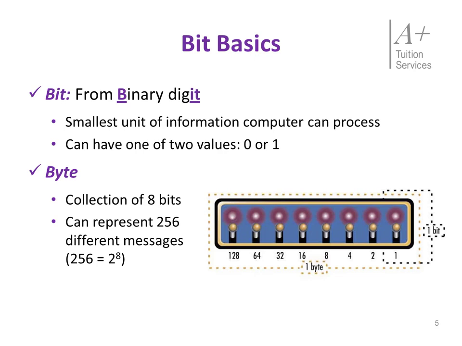One bit is the smallest unit of information a computer can process. A byte can represent 256 different messages. Okay, so basically 256 is 2 to the power of 8. 2 multiplied by 2 multiplied by 2 multiplied by 2 multiplied by 2 multiplied by 2 multiplied by 2 multiplied by 2 will give us 256. So basically 8 bits make a byte, and a bit is the smallest unit of information that the computer can understand.